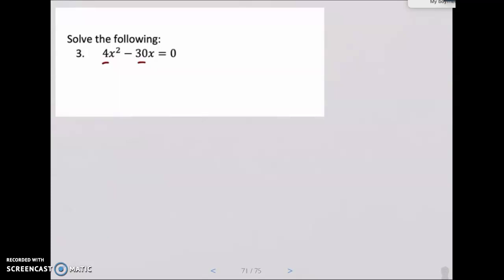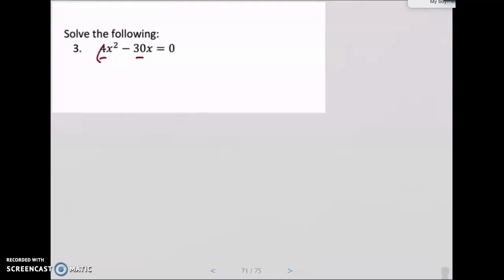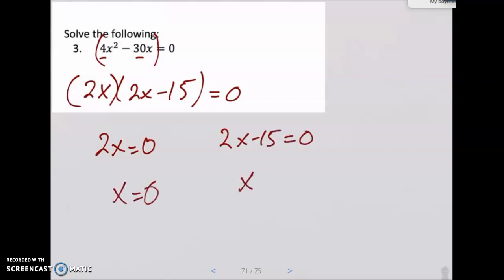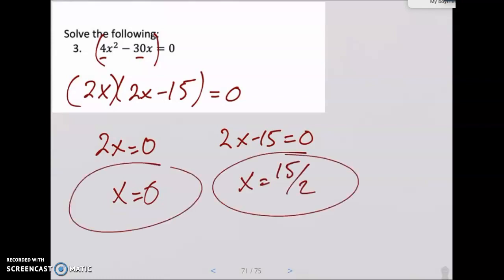So what I'm going to do, I'm missing the C term, so I'm going to factor out the greatest common factor here. So that's going to be a 2x. I'm left with 2x minus 15. And now I have two sets of parentheses that both equal 0, so one or both have to be equal to 0. So I'm going to go 2x equals 0, and 2x minus 15 equals 0. X equals 0, x equals 15 halves. Beautiful.